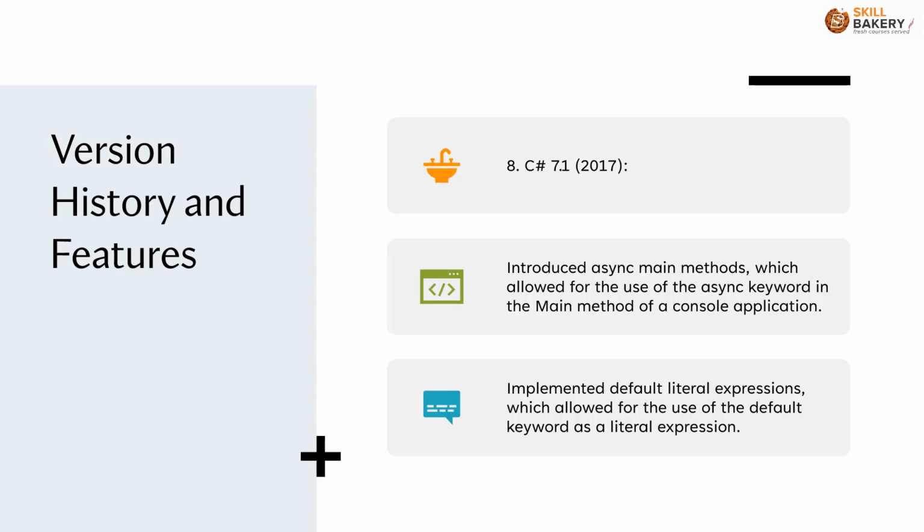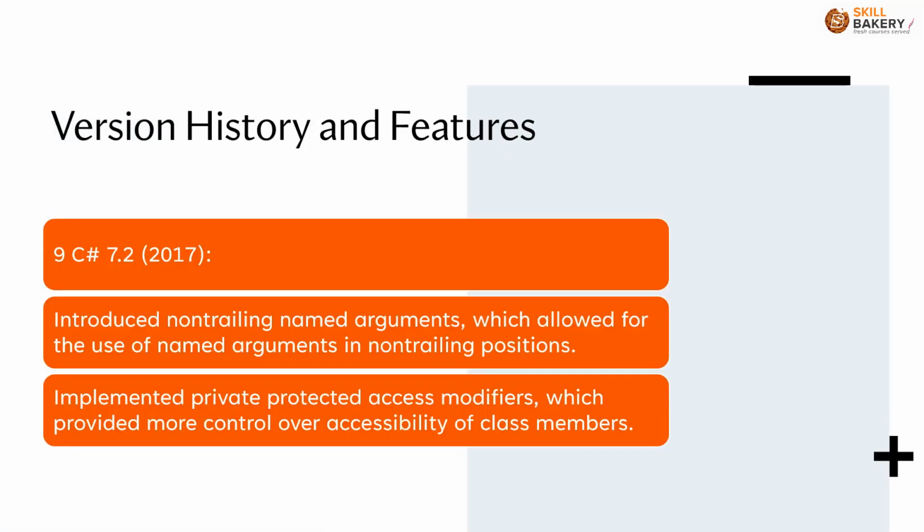Then 7.1 introduced asynchronous main methods, which allowed for the use of the async keywords in the main method of a console application. Implemented default literal expressions, which allowed for the use of the default keyword as a literal expression. With version 7.2, non-trailing named arguments were introduced, which allowed for the use of named arguments in non-trailing positions. It also implemented private protected access modifiers, which provided more control over accessibility of class members.